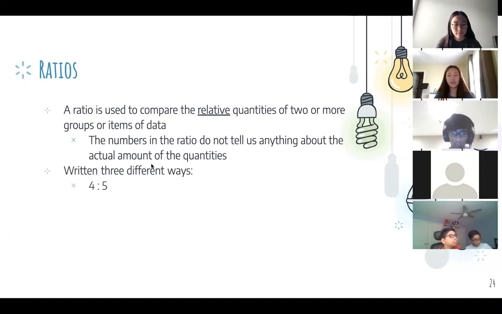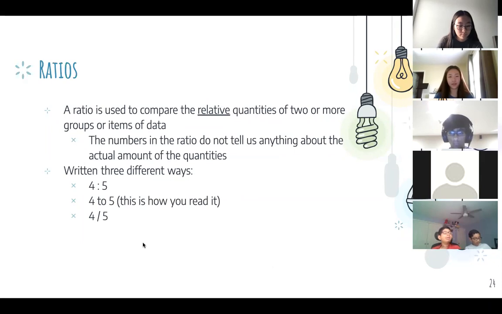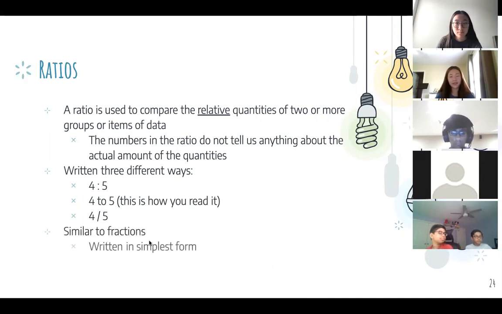Our first one is with a colon, so 4 to 5, like that. And then it can be written out in words, so 4 to 5, and that's how you read it. And then 4 over 5, like a fraction. And because we can write them like fractions, they're really similar to fractions, and you have to write them in simplest form. So if I get a ratio of 3 to 6, then I have to simplify it to 1 to 2.